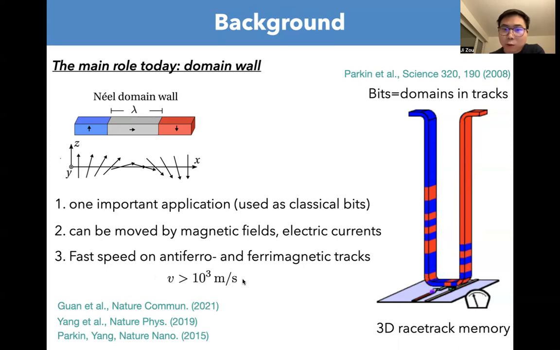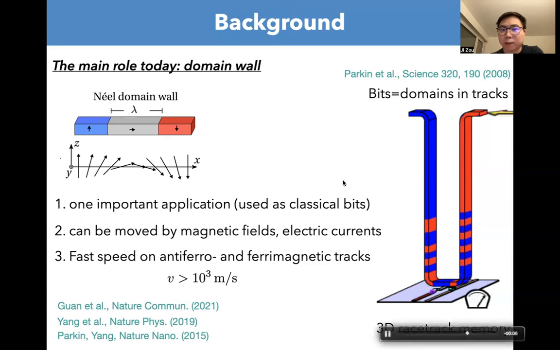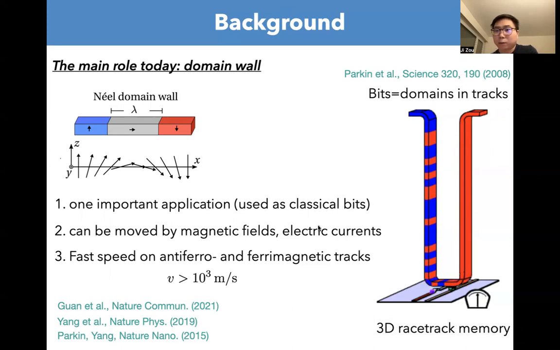So the question we try to ask in our work is, can we go beyond this picture, right? So one natural thing we can think about is how about pushing all this kind of setup into the quantum regime and asking, can we use this kind of domain wall as a quantum bit instead of just a classical bit? For example, for quantum computing or quantum communication. So that's the question we try to ask.